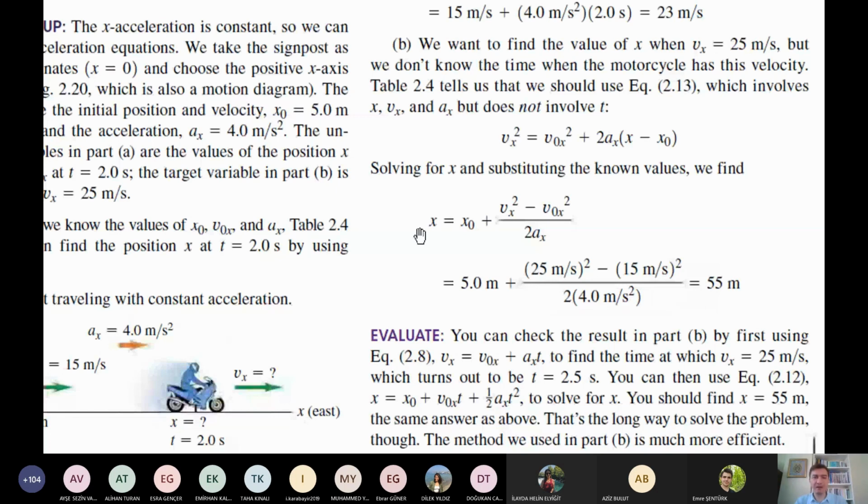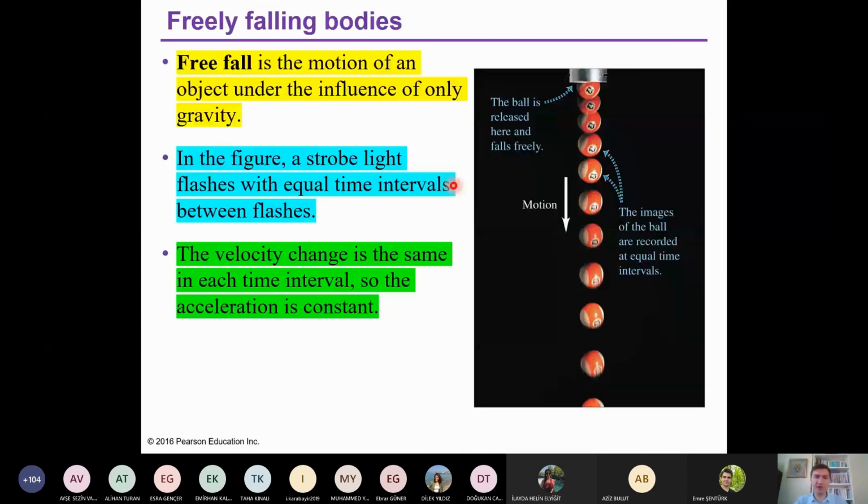Okay, then let me give you a short break and then we will continue with the free falling bodies.